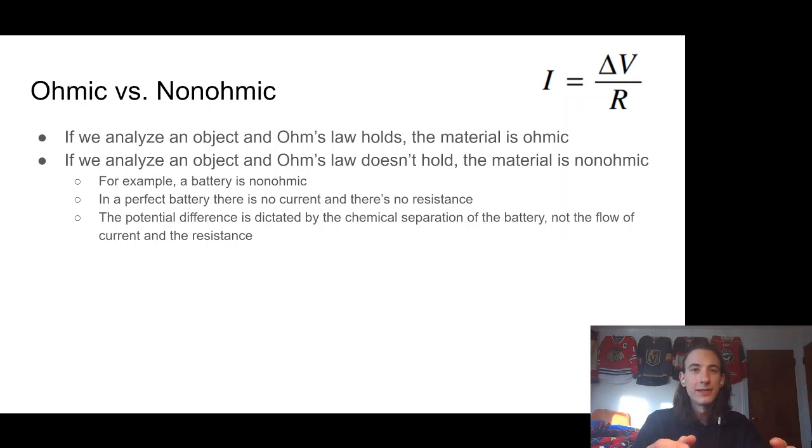So an example of that is a battery, which is going to be non-ohmic. In a perfect battery, we're going to say there's no resistance in it and there's no current flowing through it. So we can't calculate the potential difference by saying V equals IR. That doesn't work, right? I and R are just nothing. So we can't find the potential difference in a battery by using Ohm's law. So we can say that it's non-ohmic, it doesn't follow Ohm's law. And the potential difference in this case is really created by the separation of chemicals instead of the current flow and resistance.